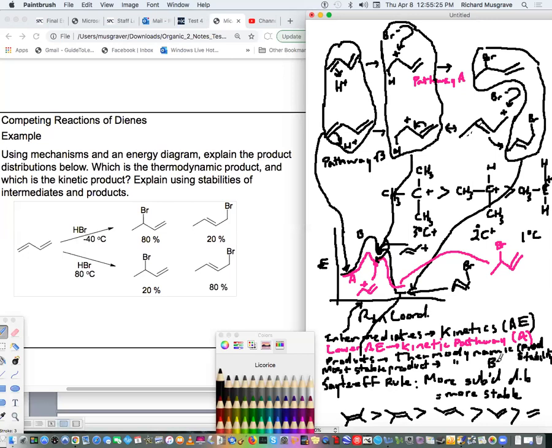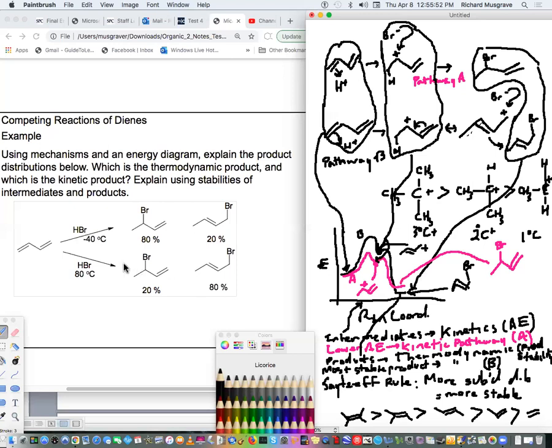So pathway A is the kinetic pathway. That's determined by the activation energy, and that is in turn determined by the cation stability. And then you've got the thermodynamic product, which is going to be determined by which one's more stable at the very end.